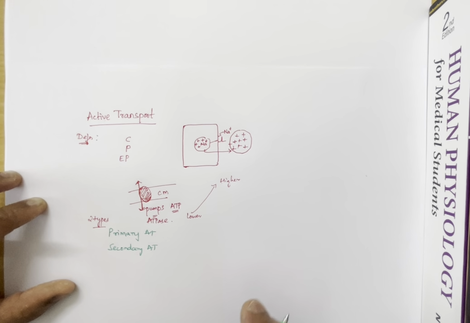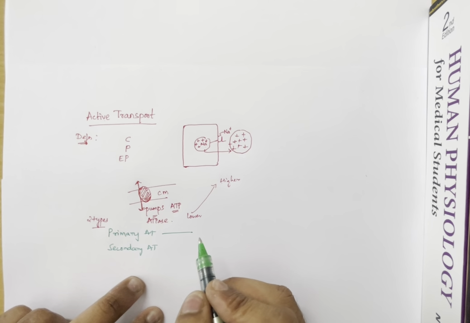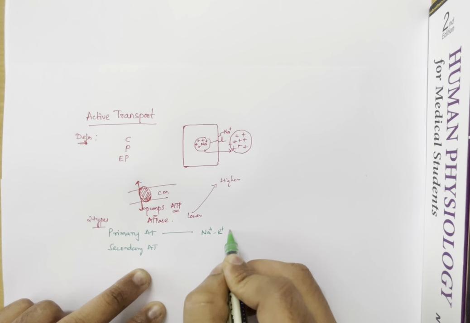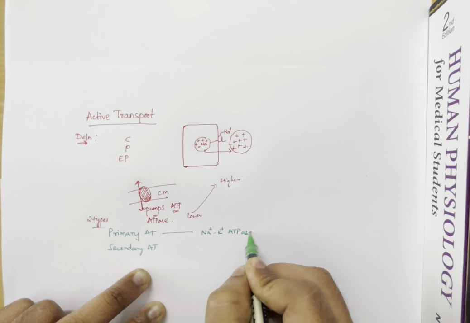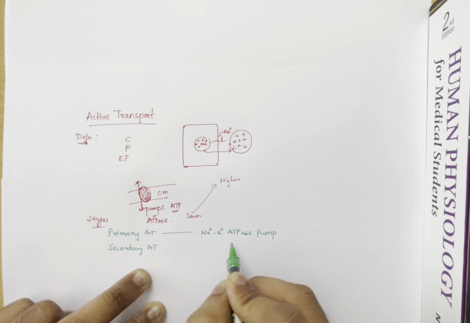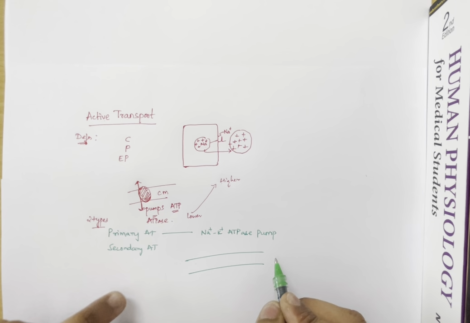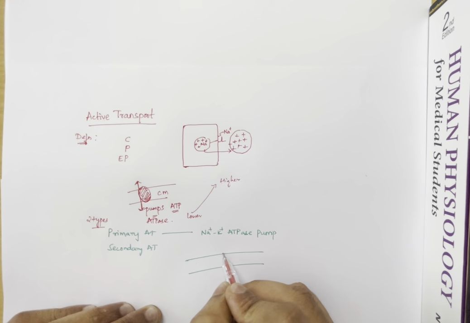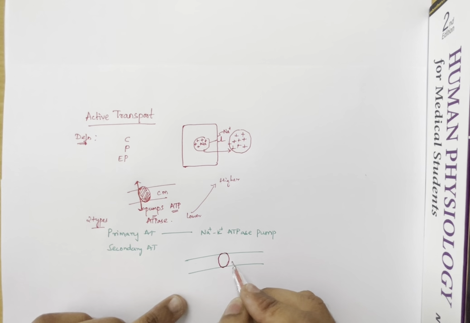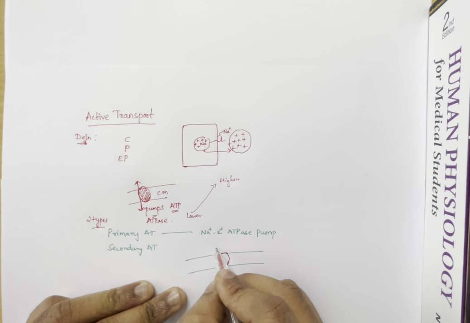So now we'll start discussing what is primary active transport mechanism, with the example of sodium potassium ATPase pump. So this is an integral protein or a transmembrane protein which is acting like a pump. Consider this is the cell membrane and the cell membrane is having an integral protein. This integral protein is the pump which is pumping sodium and potassium ions simultaneously.